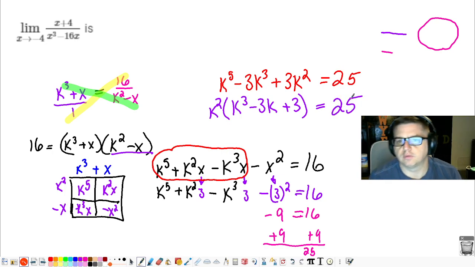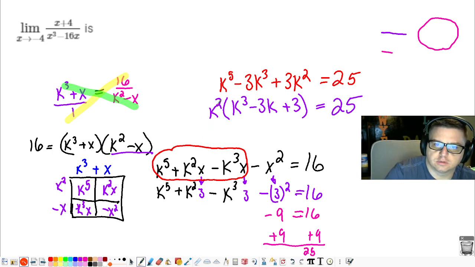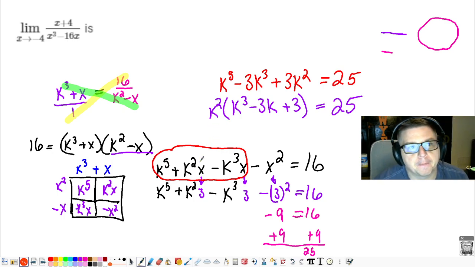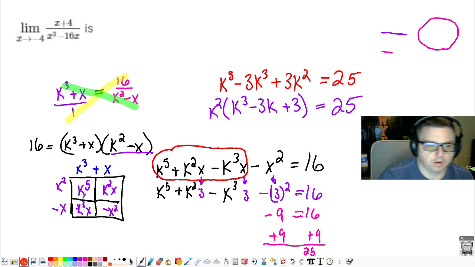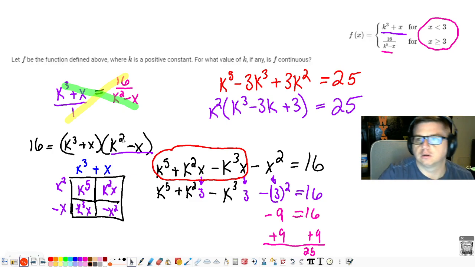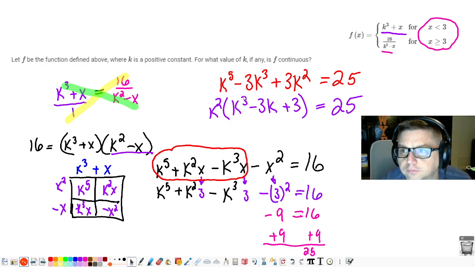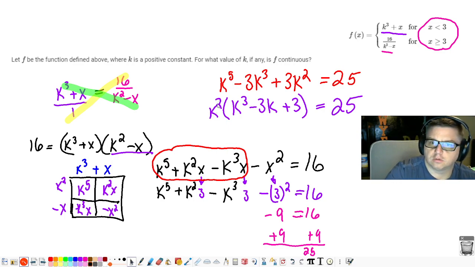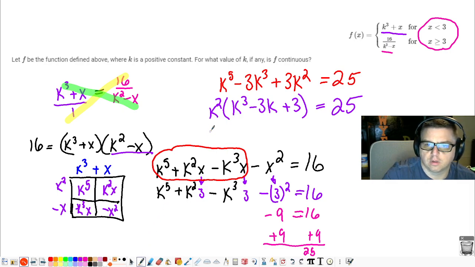It's 25. So one of our values is going to be 0, right? Oh, I changed the problem. Sorry, I did not mean to do that. We're still here. So let f be a function where k is a positive constant. For what values of k, if any, is f continuous? So we have k equals 0.